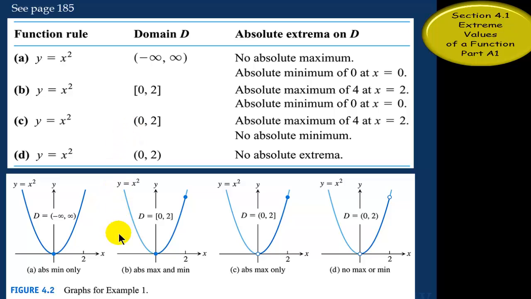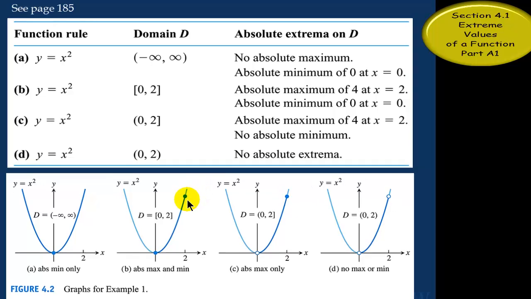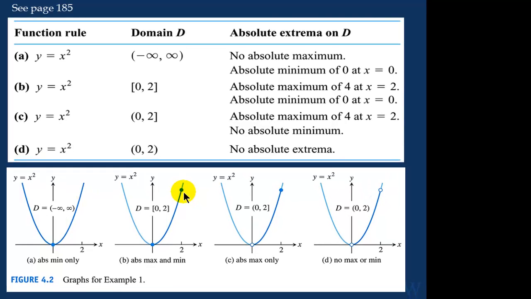Okay, letter B. Now in letter B, we can find the domain to be from 0 to 2. And from 0 to 2, it occurs at x equal to 0 as the absolute minimum. And when x is equal to 2, then y attains its absolute maximum at the value y equal to x squared, which is 4. Because when x is 2, of course, y will be 4.